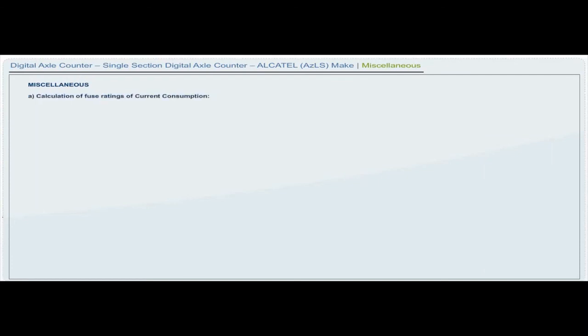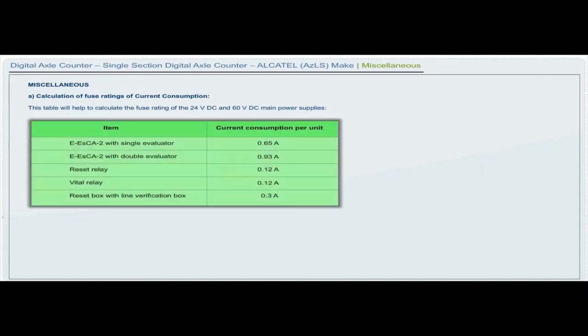Miscellaneous. Calculation of fuse ratings of current consumption. This table will help to calculate the fuse rating of the 24-volt DC and 60-volt DC main power supplies. For trackside electronic unit with single evaluator, the current consumption per unit is 0.65 ampere. For trackside electronic unit with double evaluator, it is 0.93 amperes. For vital relay and reset relay, the current consumption per unit is 0.12 ampere.